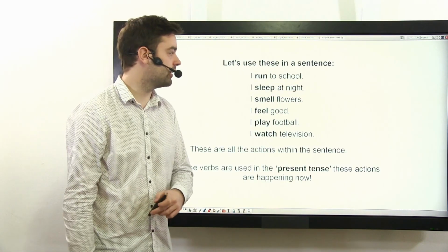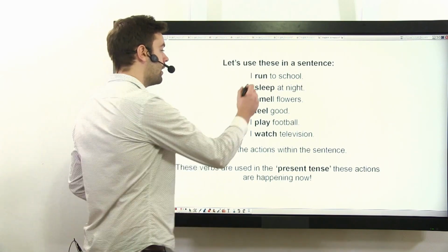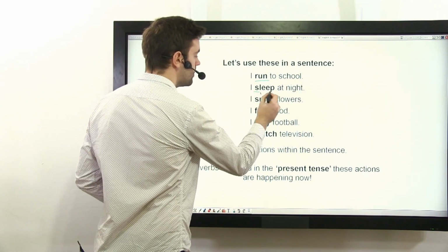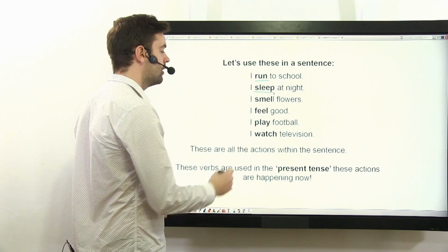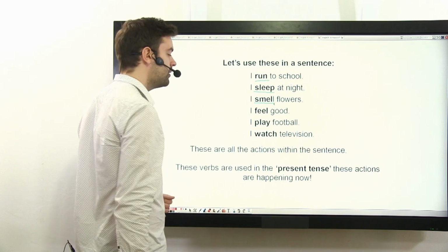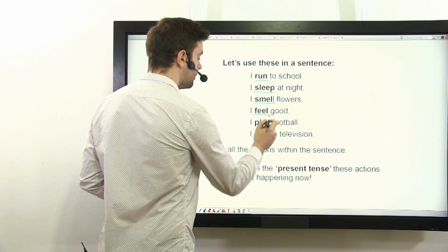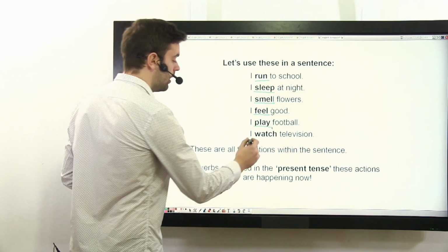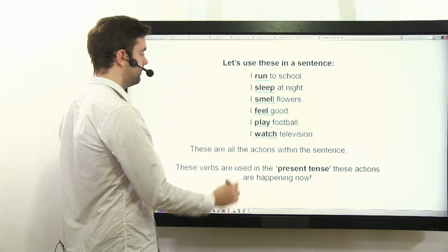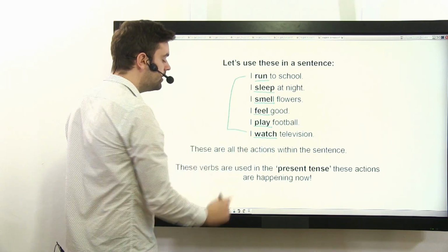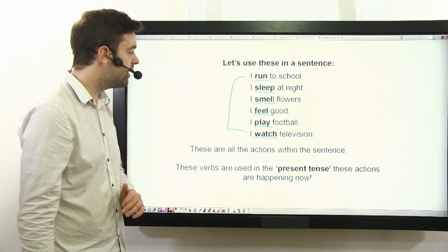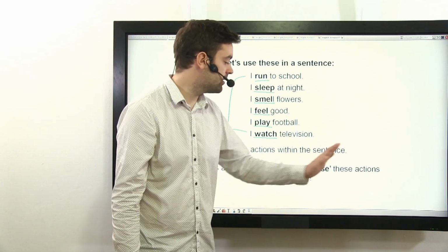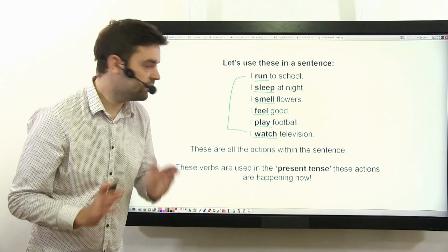Let's use them in a sentence. So, I run to school. I sleep at night. I smell flowers. I feel good. I play football. And I watch television. These are all the actions within the sentence. These verbs are used in the present simple tense, and these actions are happening right now.